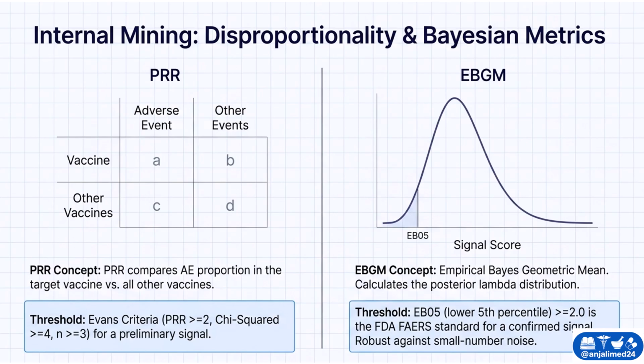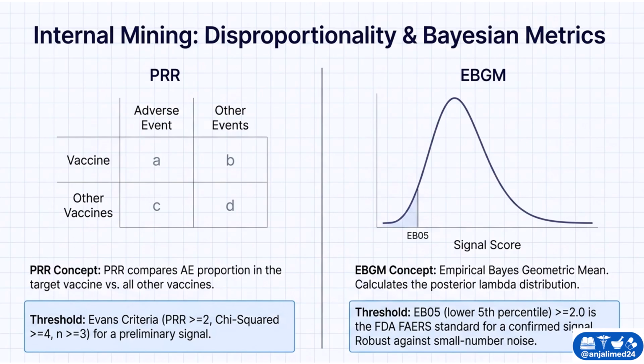Let's begin with the PRR or the proportional reporting ratio. PRR is built using a 2 by 2 contingency table. Here, the variable A represents the specific adverse event associated with the target vaccine. B represents all other adverse events reported with that same vaccine. C represents the same adverse event reported with other vaccines. And D includes the adverse events from all other vaccines.